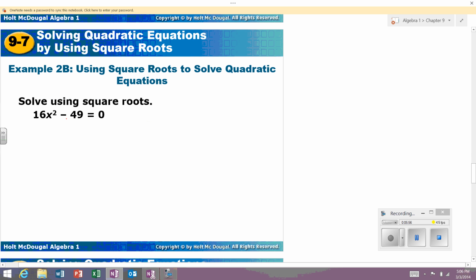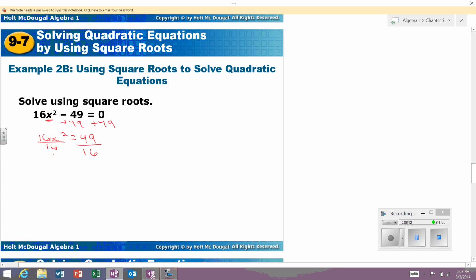Okay, so 16x squared minus 49 equals 0. Again, we want to isolate just this x squared. First we're going to move the 49 over, so we get 16x squared equals 49. Then I want to divide by 16.